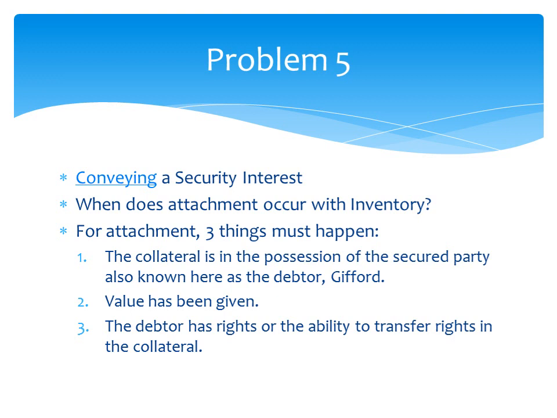And the question is really asking, when does attachment occur with inventory, which is one of the goods items that we just looked at? For attachment to occur, 3 things must happen. First, the collateral is in the possession of the secured party, also known here as the debtor, which is Gifford. Second, value has been given. And third, the debtor has rights or the ability to transfer rights in the collateral.